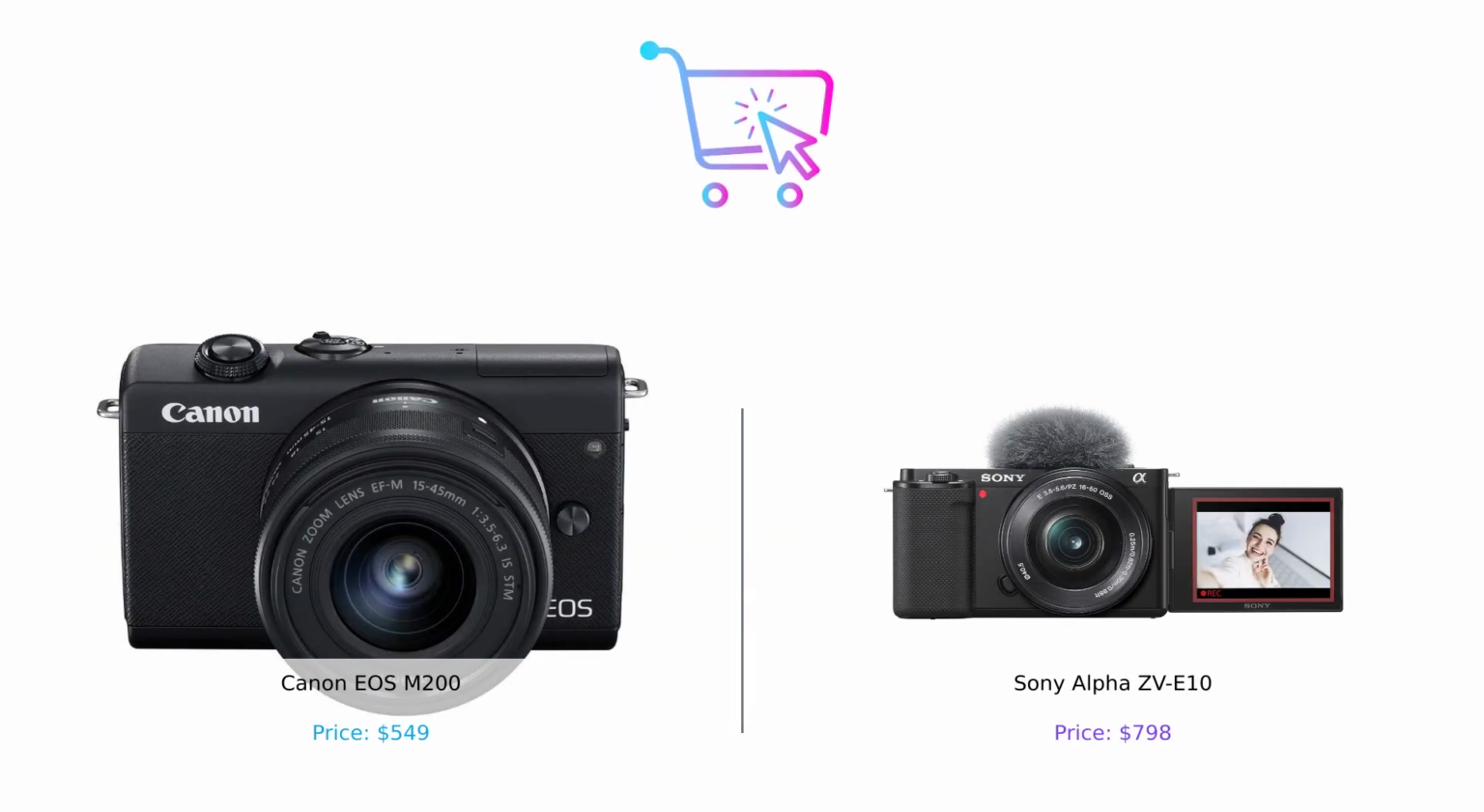And there you have it, a detailed comparison of the Canon EOS M200 and the Sony Alpha ZV-E10. Both cameras offer incredible features and capabilities, so the choice ultimately comes down to your personal preferences and requirements. We hope this review has helped you make a more informed decision.